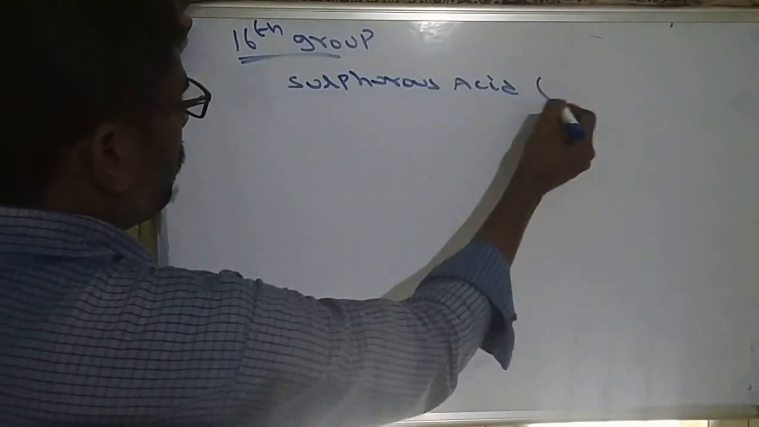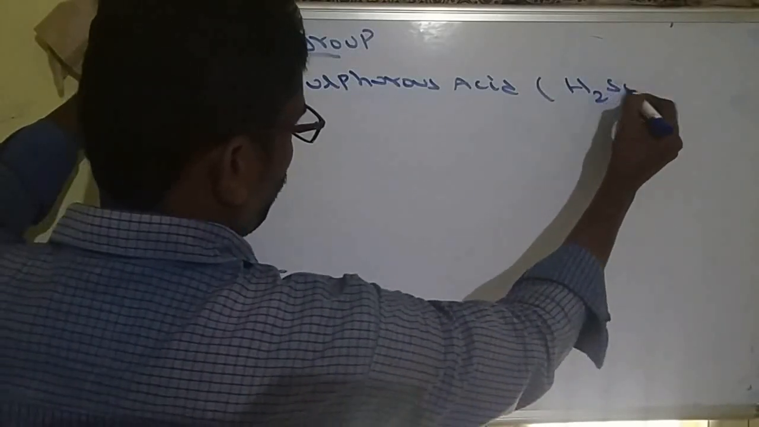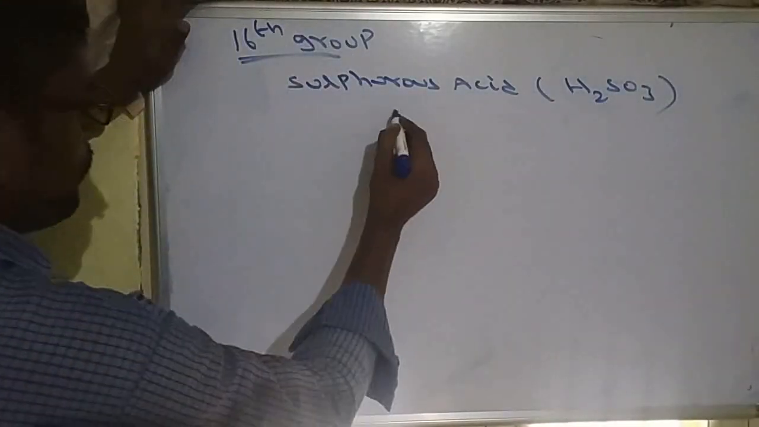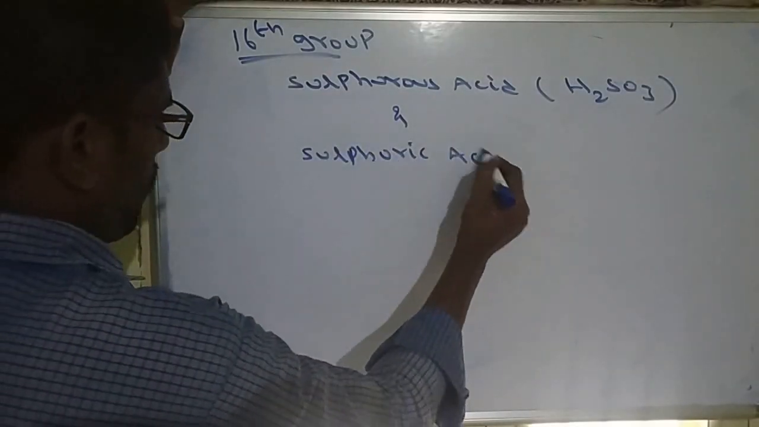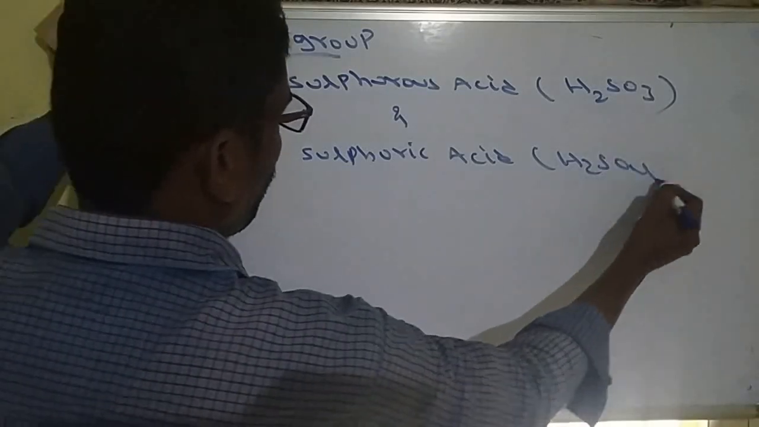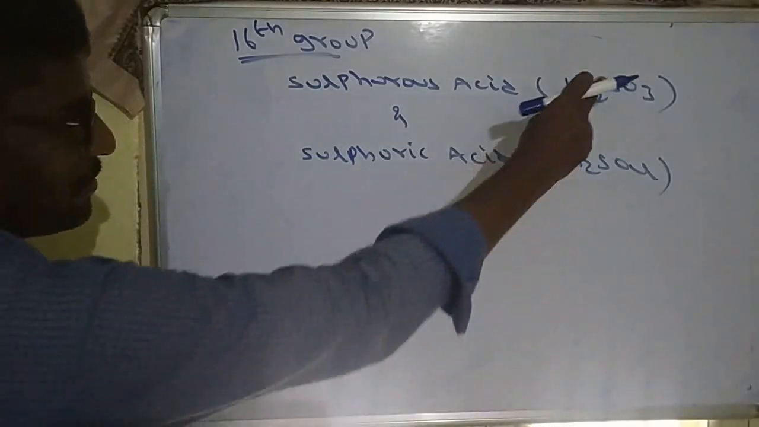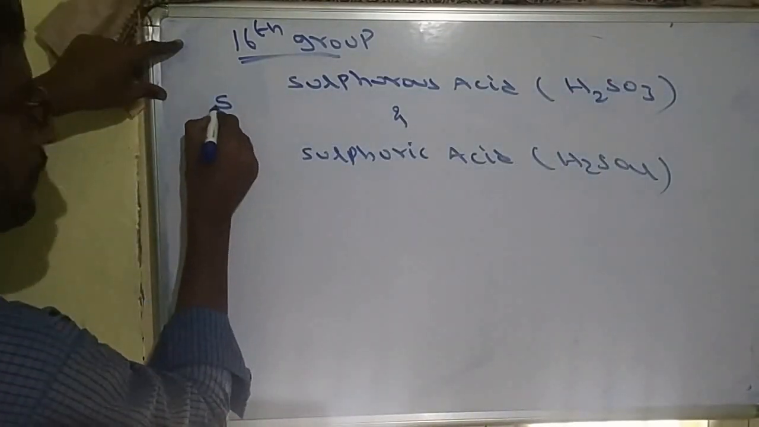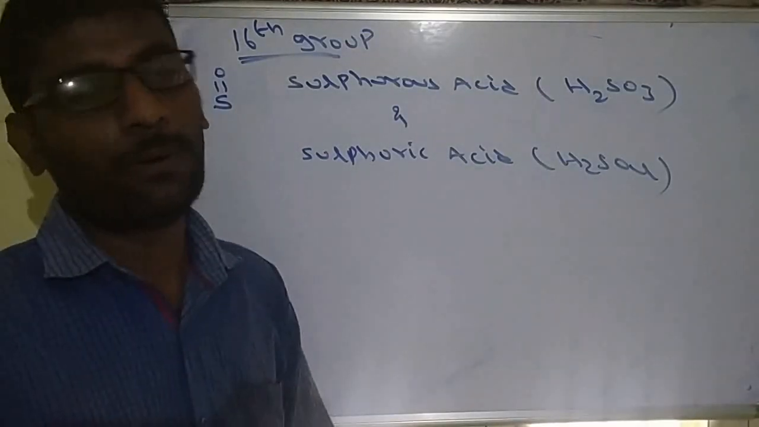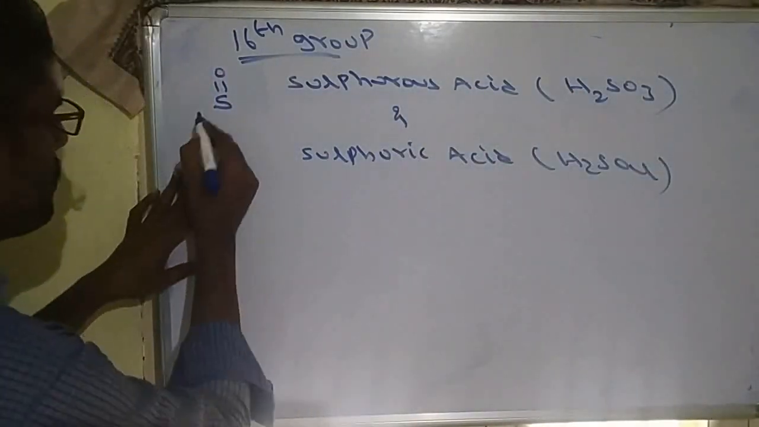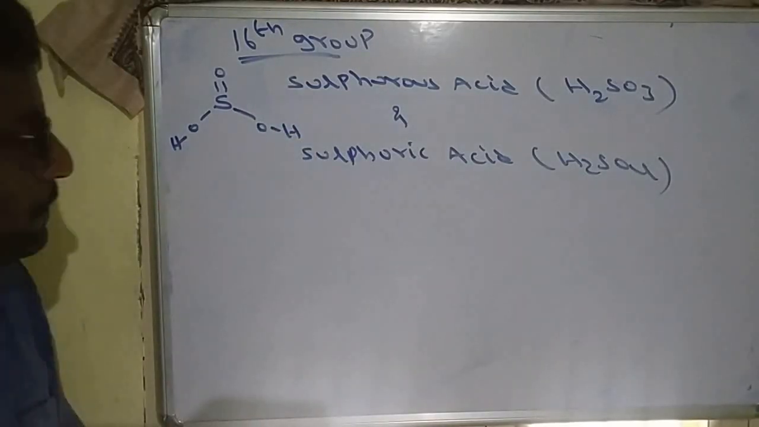Sulfurous acid, formula H2SO3, and sulfuric acid, H2SO4. So you can write these structures. Already told how to write. Take this: the central atom will be sulfur along with a double bond oxygen. The remaining we have to write in OH form. So the remaining two oxygens give two OH groups. So this is sulfurous acid.